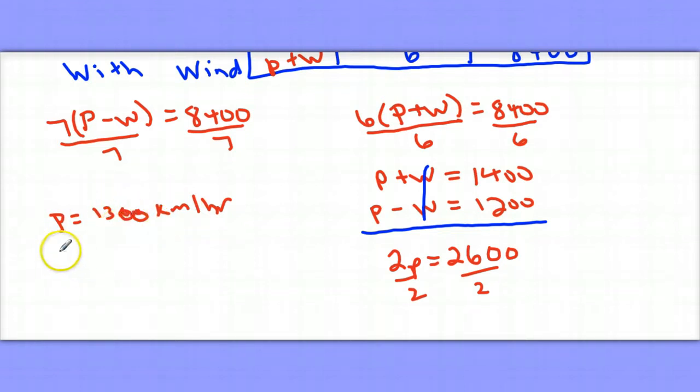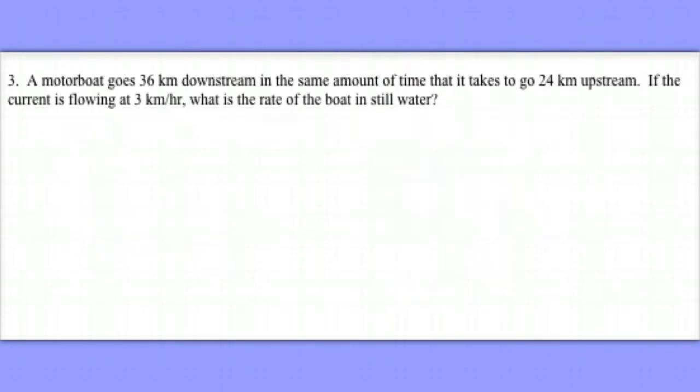1,300 kilometers per hour, and the wind is going to be 100 kilometers per hour. And the way we can figure that out is by realizing that the plane speed plus the wind speed is 1,400. I've already got 1,300 for the plane speed, so the wind speed would be 100 for these to add to 1,400. Let's take a look at another example involving rate, time, and distance.